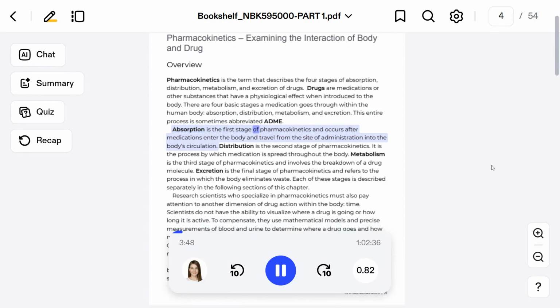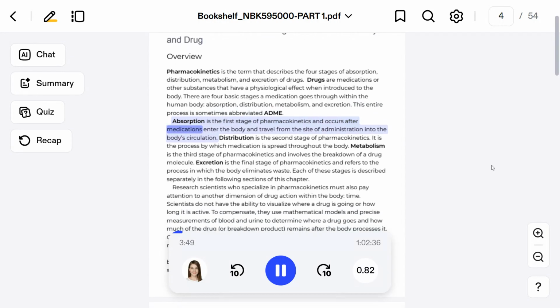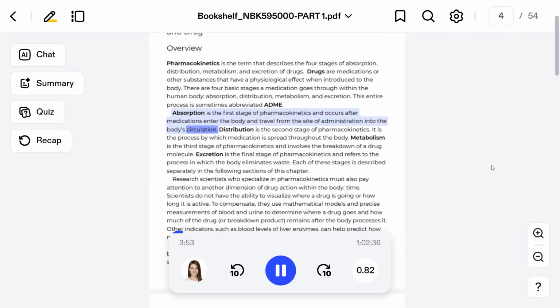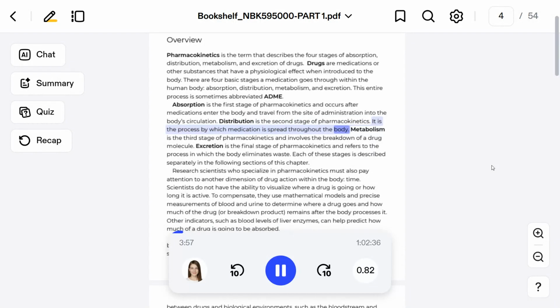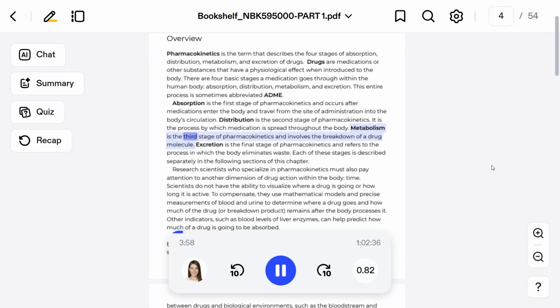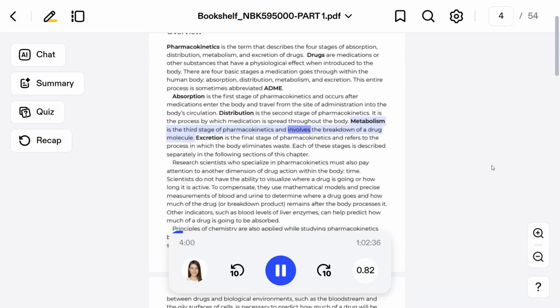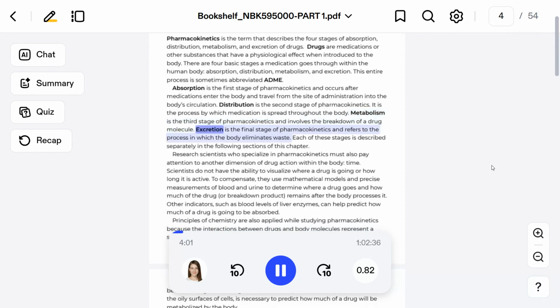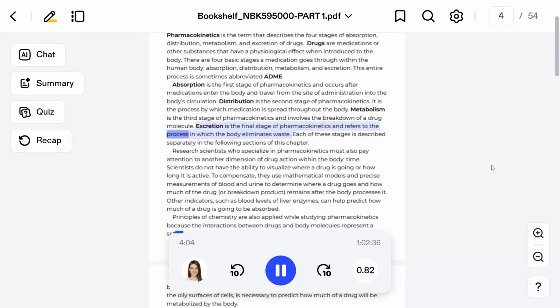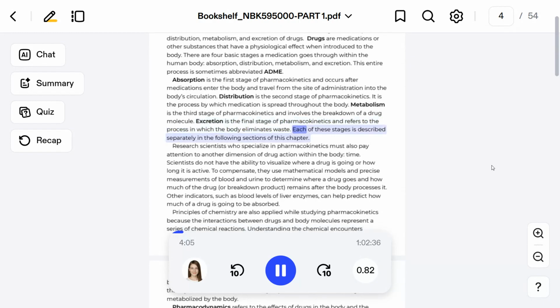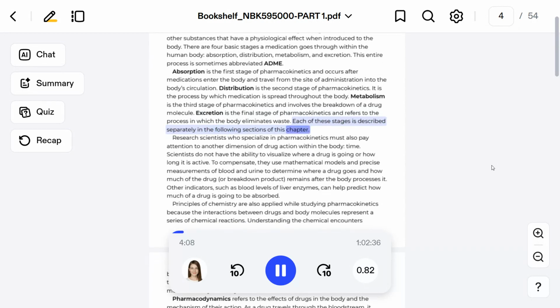Absorption is the first stage of pharmacokinetics and occurs after medications enter the body and travel from the site of administration into the body's circulation. Distribution is the second stage of pharmacokinetics. It is the process by which medication is spread throughout the body. Metabolism is the third stage of pharmacokinetics and involves the breakdown of a drug molecule. Excretion is the final stage of pharmacokinetics and refers to the process in which the body eliminates waste. Each of these stages is described separately in the following sections of this chapter.